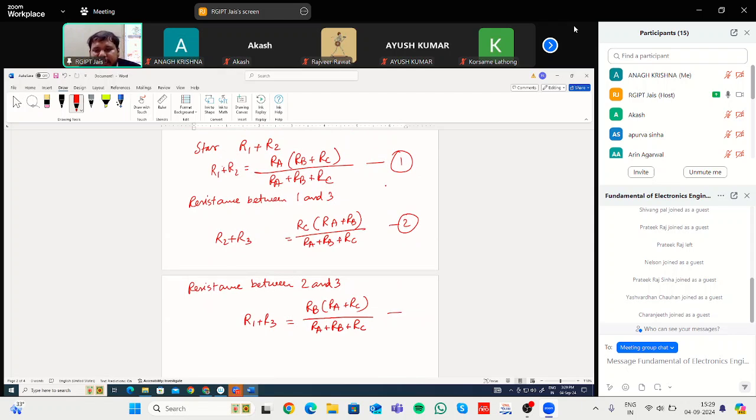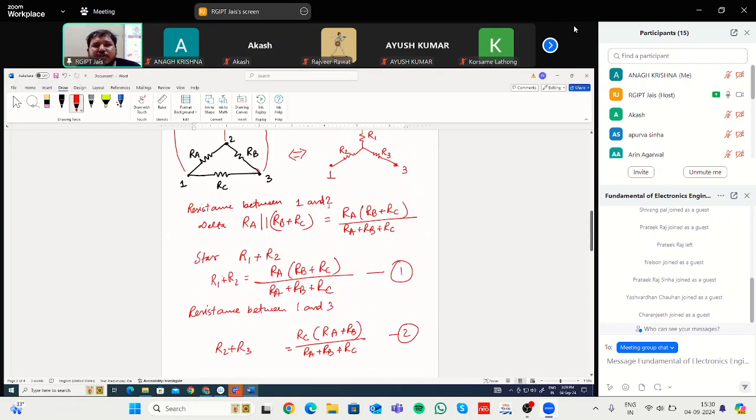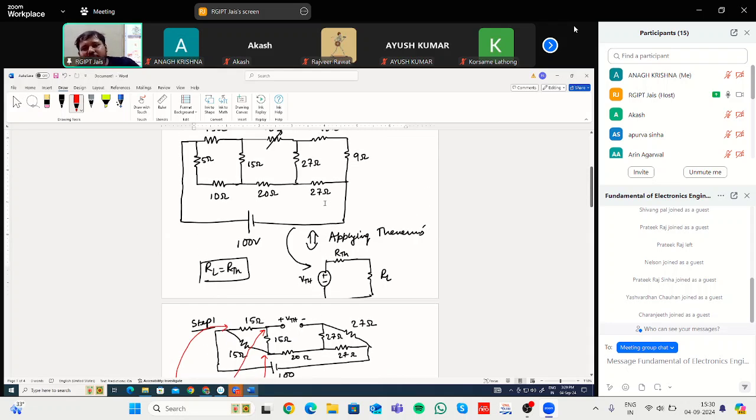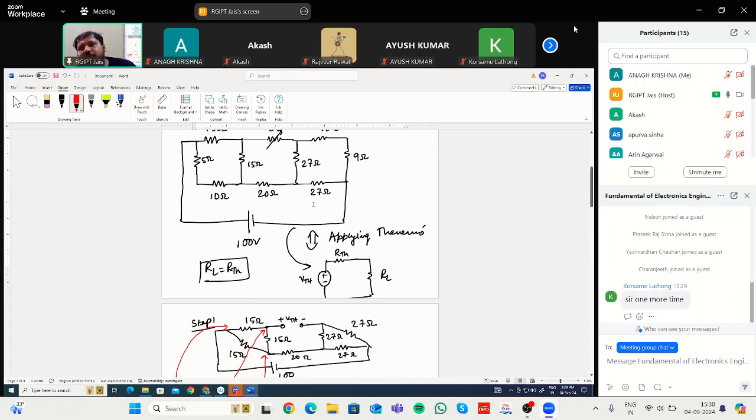Please let me know if you have any doubt in any of the steps. I will stop and I will repeat, otherwise things will become more complex. Like here we want to solve the maximum power transfer theorem, but to know that you have to apply Thevenin's. So if your concept of Thevenin's is not clear, then it will be difficult.